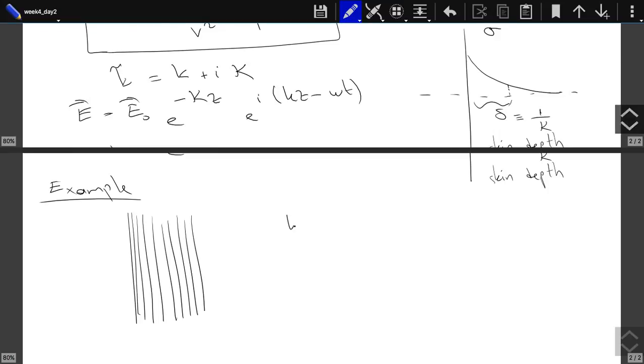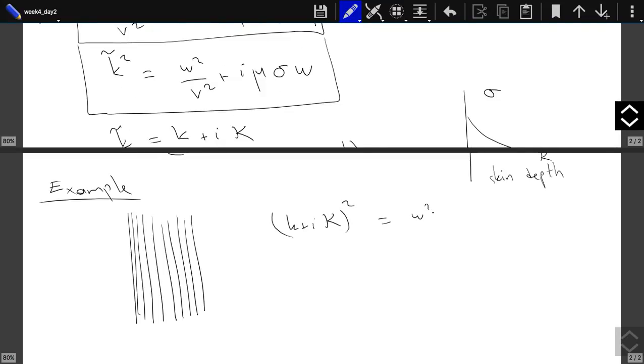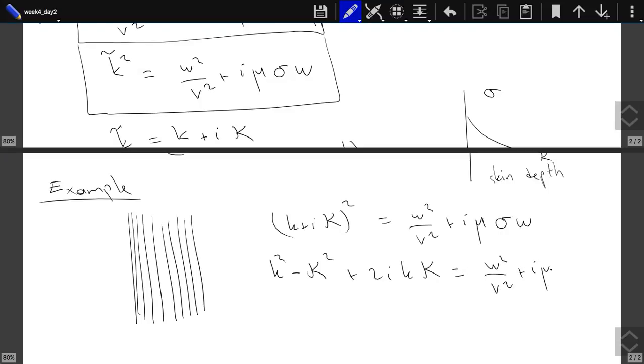Now, we know that (K plus i kappa) squared should be equal to omega squared over V squared plus i mu sigma omega. Well, now how can we solve this? Just take the square: K squared minus kappa squared plus twice i K kappa should be equal to omega squared over V squared plus i mu sigma omega.